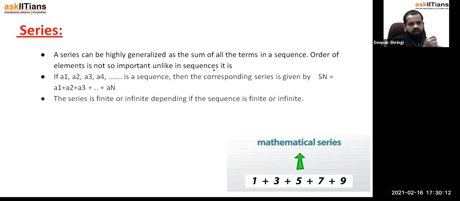If A1, A2, A3, A4 is a sequence, then the corresponding series is given by Sn, the sum of n terms. If your terms A1, A2, A3, A4 are in any sequence, then the sum of the series is A1 plus A2 plus A3 plus A4, right? If it is finite, having some limit, then it is a finite series. If it goes beyond finite, then it is an infinite series, right? Dot dot dot. It is infinite, depending on whether the sequence is finite or infinite. Okay, mathematical series.